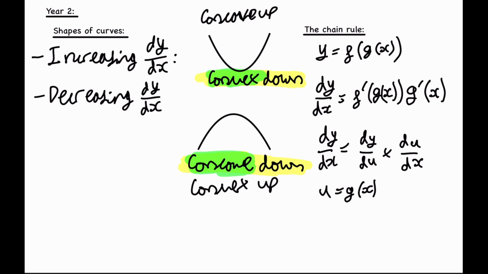So you can write a function instead like this, f of u instead of g of x, and if you do dy over du, which is basically this term over here, f dash of g of x. And if you do du over dx, this is basically the same as differentiating g of x by itself. And when you multiply them together, you'll get dy over dx.